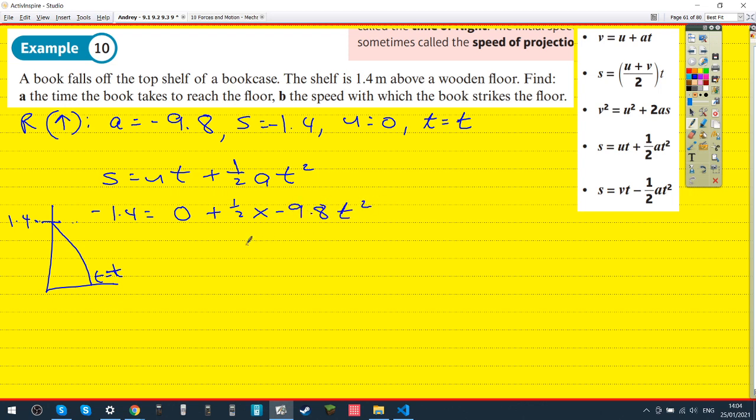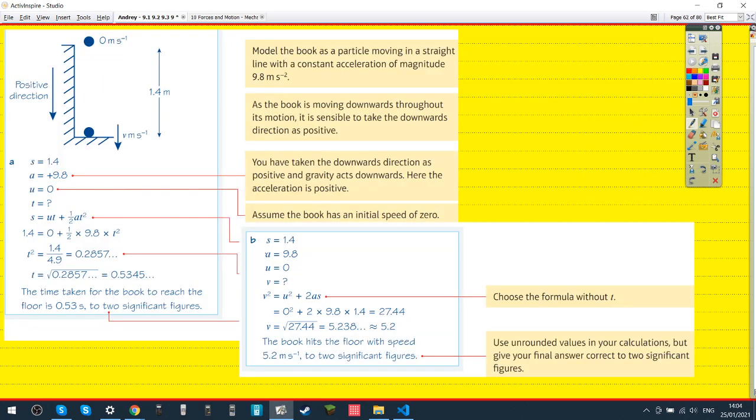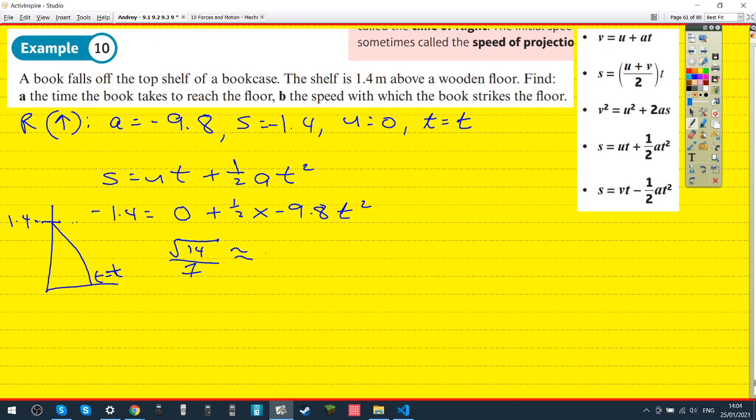I got 14 root, square root of 40 over 7. Square root of what, sorry? 14 over 7, like that, is it? And then over 7. What is that roughly? Like, what is that as a decimal? 0.53. 0.5345, great. 0.535. And part B.